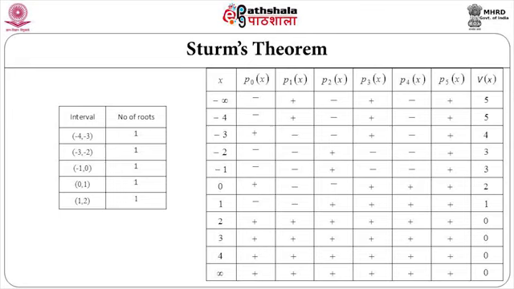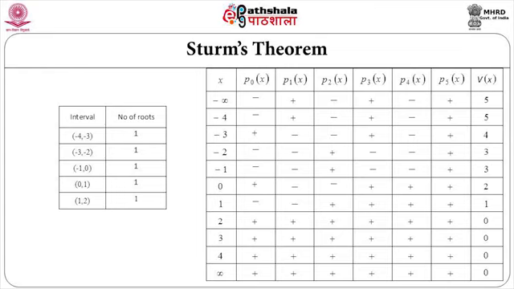And if we look at minus infinity, v minus infinity is 5, v minus 4 is also 5. So what does it tell? The difference is 5 minus 5, which is 0. So that means there is no root which is less than minus 4. If we look at the row corresponding to minus 4 and minus 3, v minus 4 is 5, v minus 3 is 4. So if we subtract v minus 4 minus v minus 3, we get 5 minus 4, that is 1. So there is one root in the interval minus 4 to minus 3.